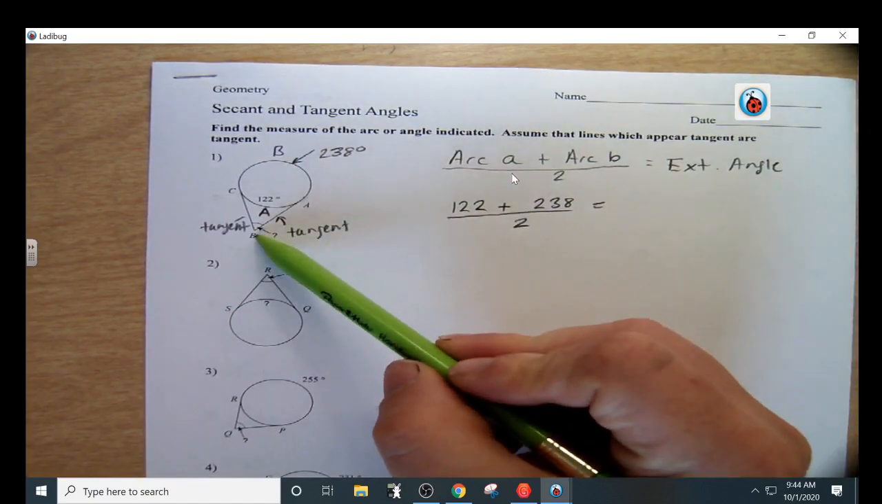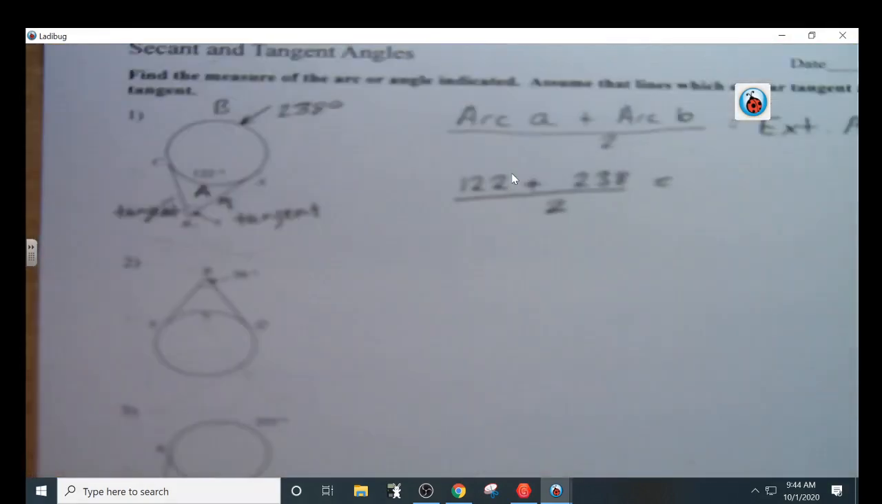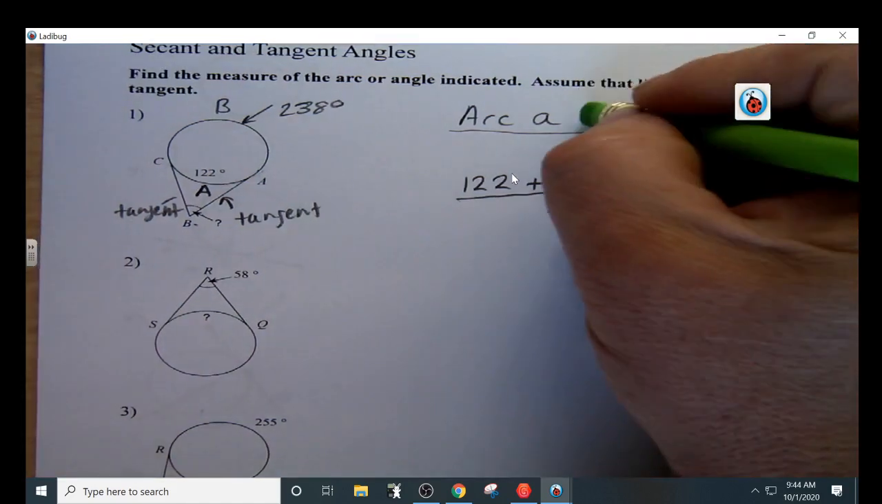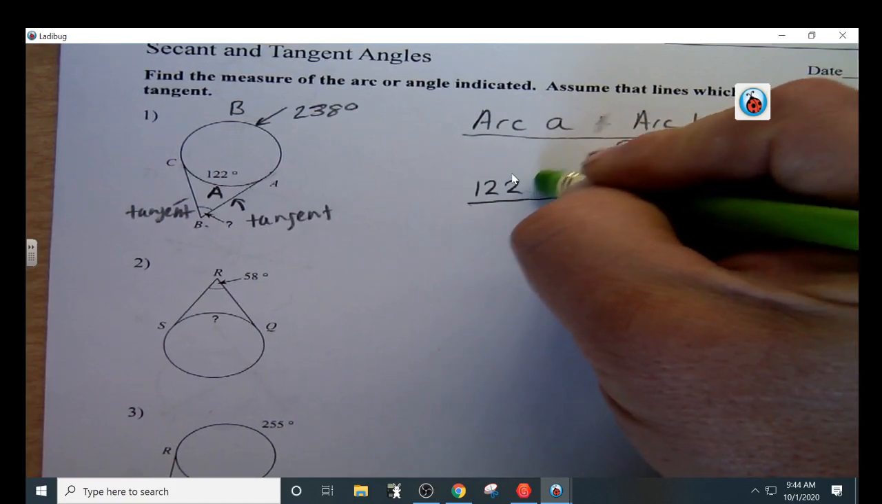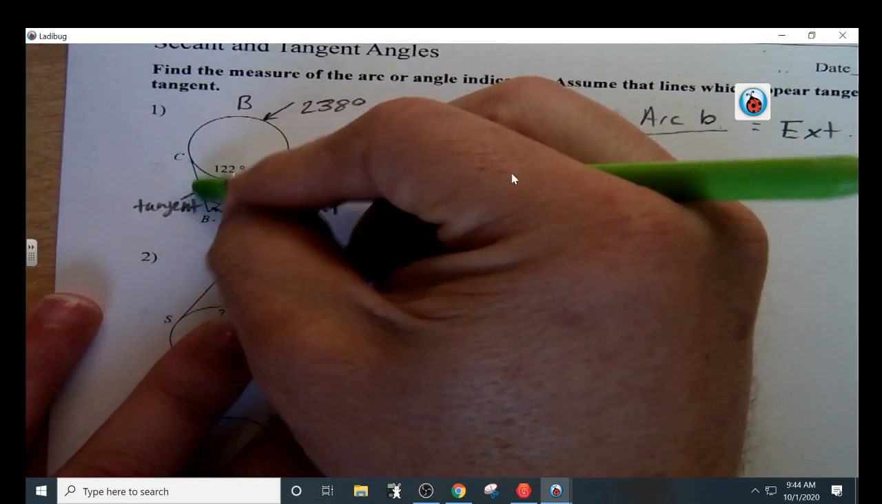So guys, this is the one in question here. All you're going to do is simply do what the formula says. You're going to add those together. So 122 plus 238 divided by 2. Just a second. Something is wrong right here. Oh, I'm sorry, guys. That was my fault. That should be subtracted. I knew something was wrong.